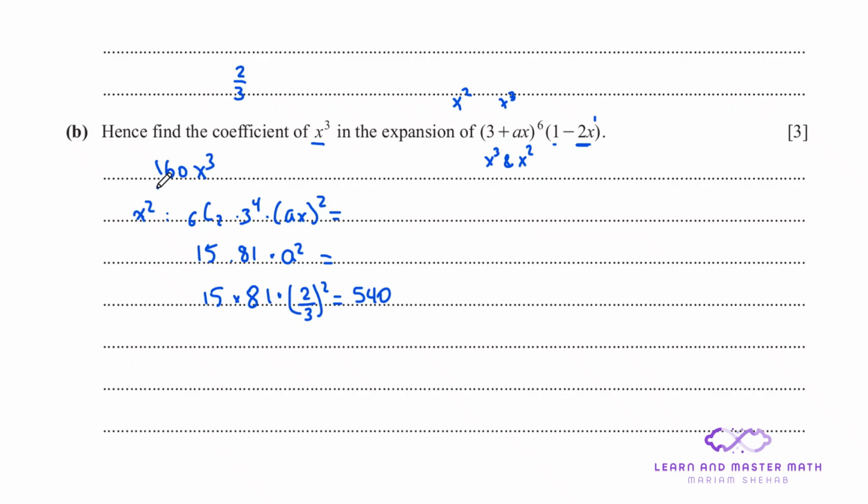And now we have 160 x cubed and 540 as the coefficient of x squared. We will multiply now these by 1 and minus 2x. So 1 times the coefficient of x cubed, which is 160, plus the coefficient of x squared times minus 2, which is 540. If you calculate this, you will get minus 920. And that's it for question 3. Thank you.